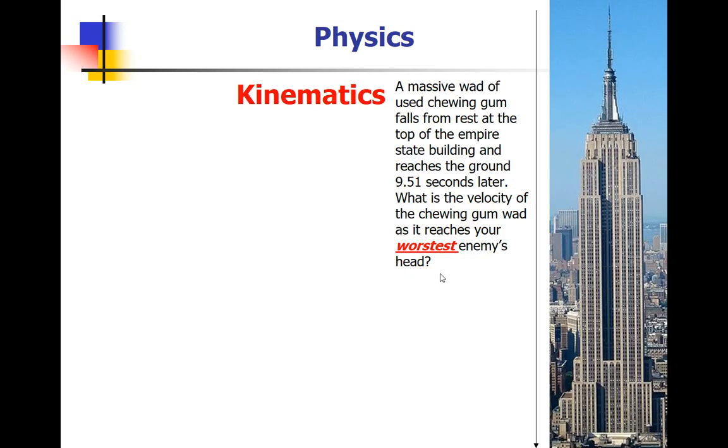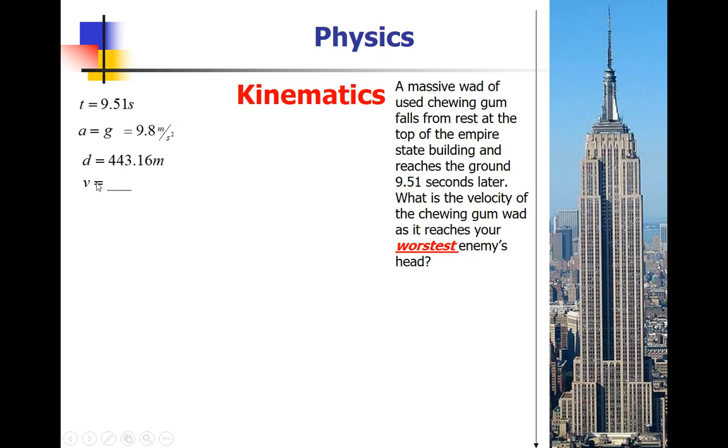Well, read it, diagram it. The object reaches the ground 9.51 seconds later. Then list the givens, the time at 9.51 seconds. The acceleration is, again, g, because it is falling, 9.8 meters per second squared. I know the height of the building is 443.16 meters. What is the velocity? Well, turns out there are two ways I can go with this equation.